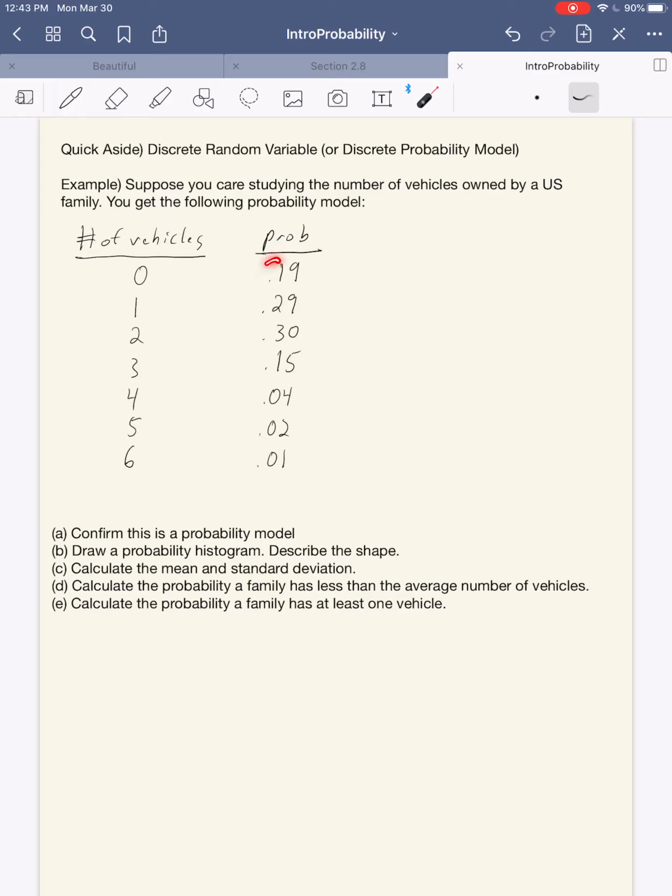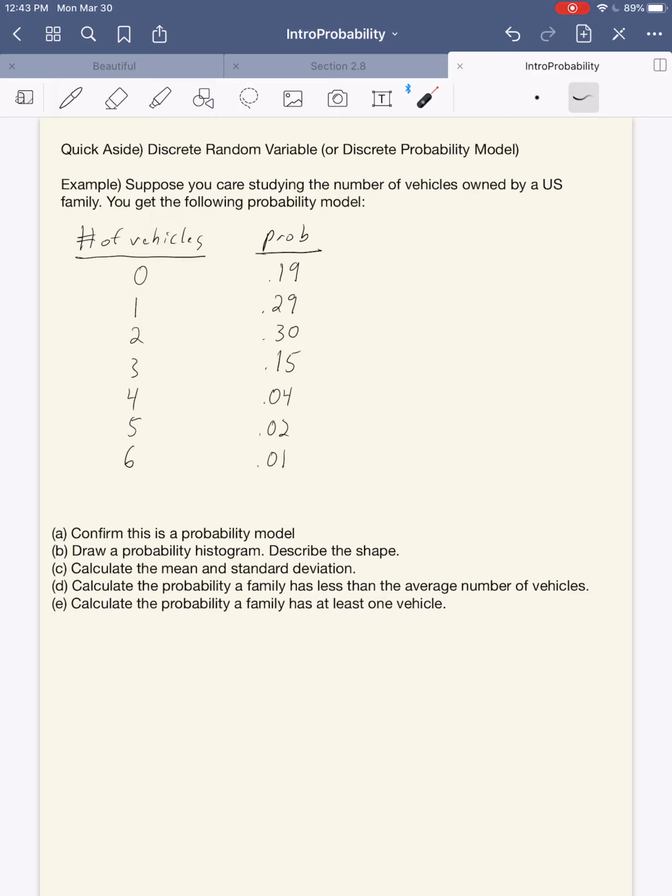So we're saying that there's about a 19% chance that a family owns 0 vehicles, 29% chance that they own 1, 30% chance that they own 2, 15% chance that they own 3, and so on. So these are your outcomes, and these are your probabilities, just like a normal probability model. The only difference here is that the outcomes this time are actually values of a statistical variable, right? So each of these represents the number of vehicles, which is something we've discussed previously as a quantitative variable.